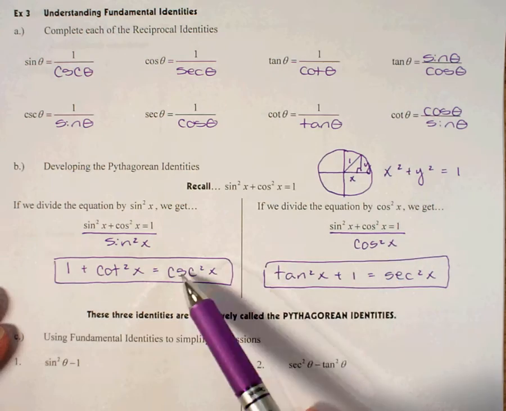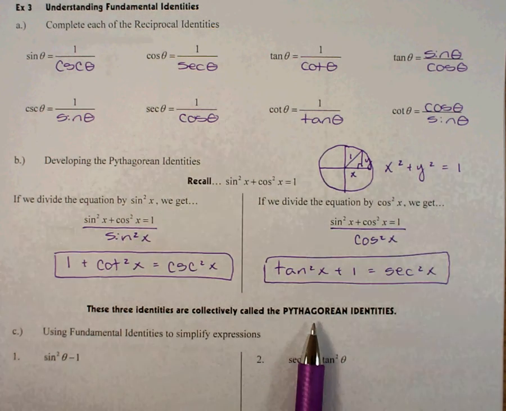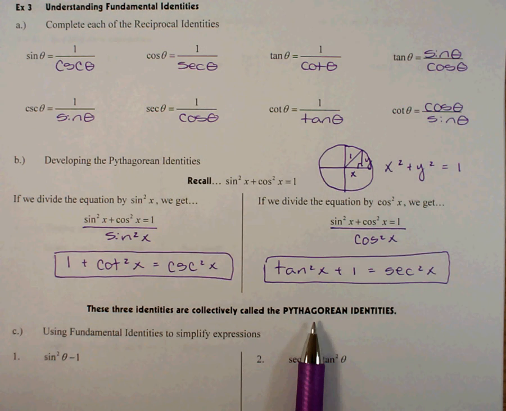These three identities together are collectively called the Pythagorean identities, and they are three identities that you do need to be familiar with.